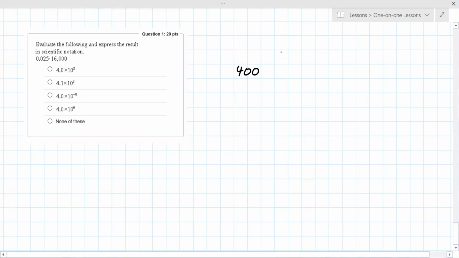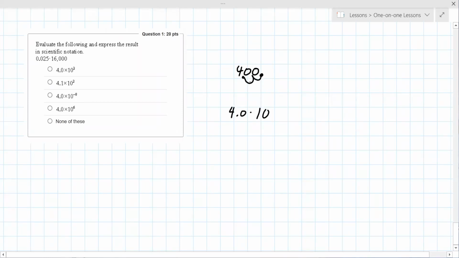All I see is 10 to the second power. So the decimal is right here. Do you agree with that? Yes. We're moving it to the left until we get a number between 1 and 10. Is 40 between 1 and 10? No. Is 4 between 1 and 10? Yes. So it's 4.0 times 10.